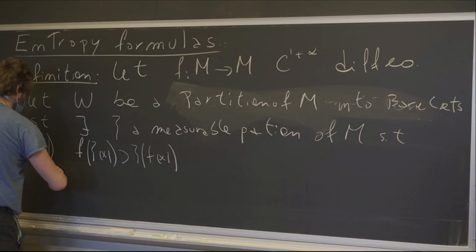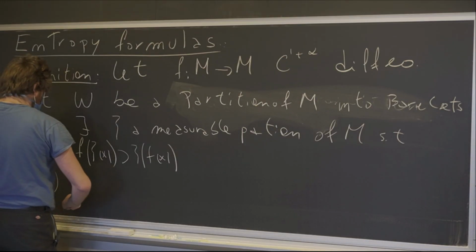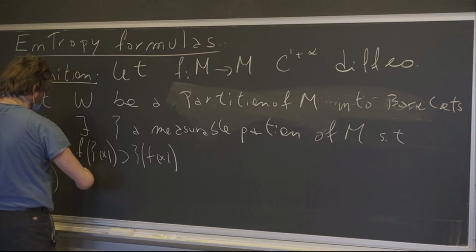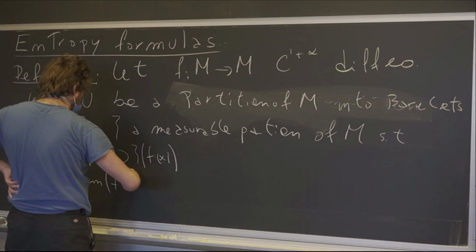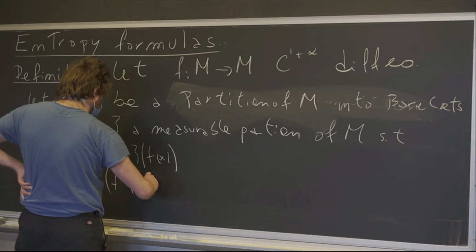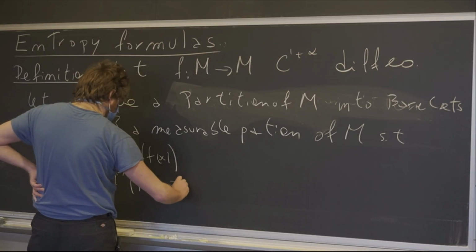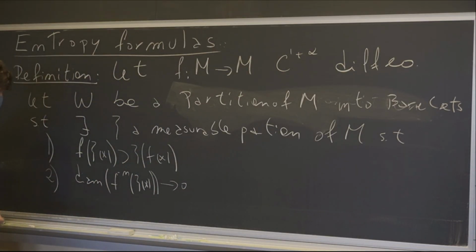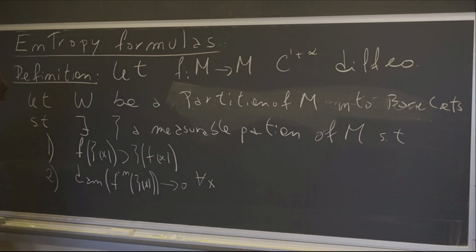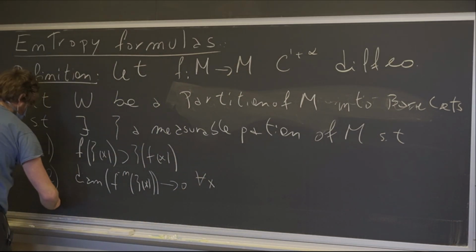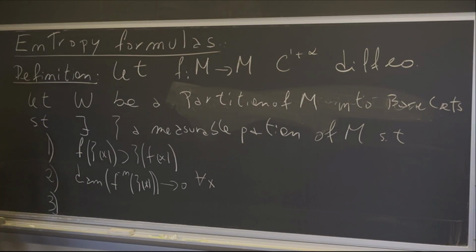Second, let me just do it easily this way. Diameter of f minus n of psi of x go to 0 for every x. Three. So this is telling us that essentially the xi is inside the unstables.